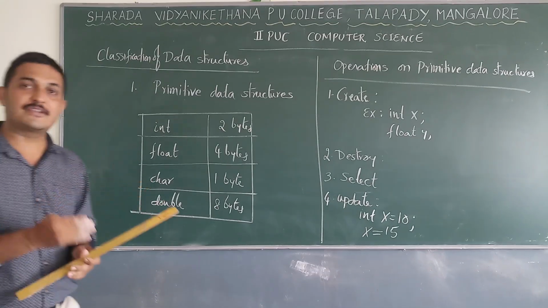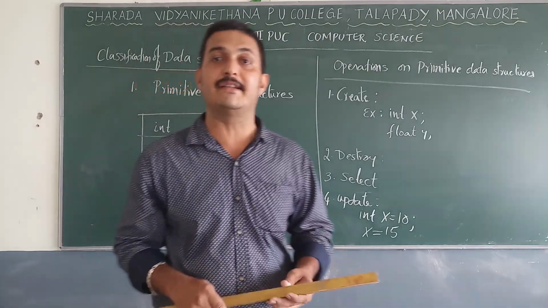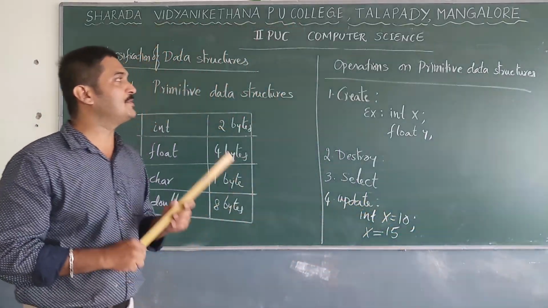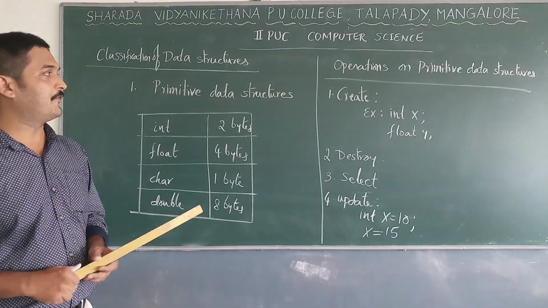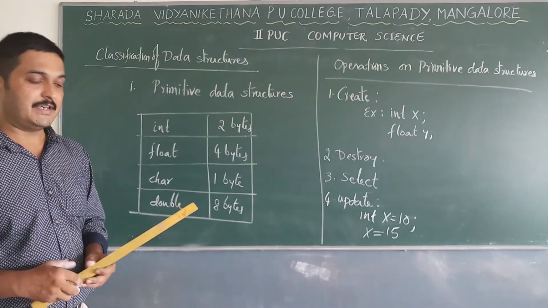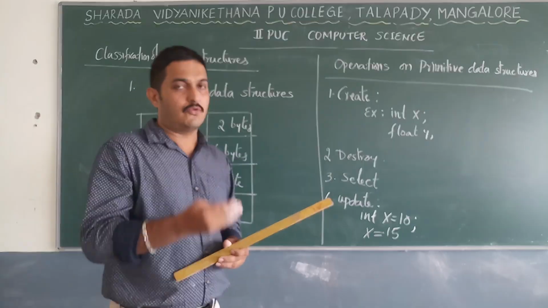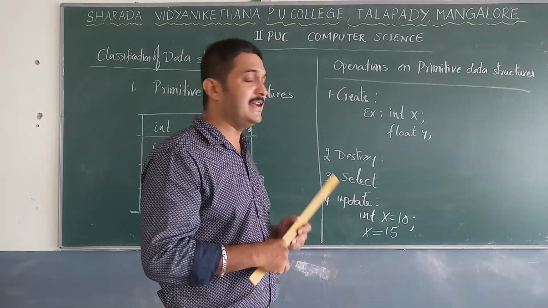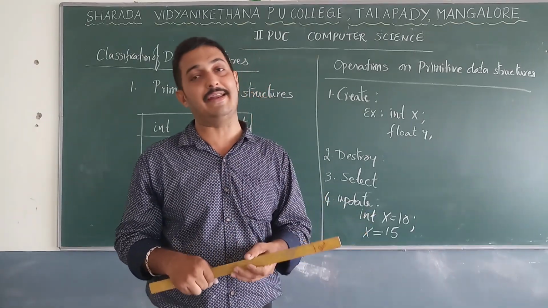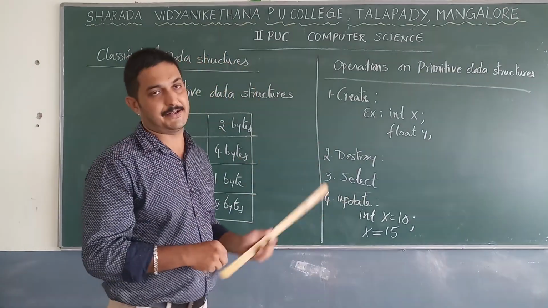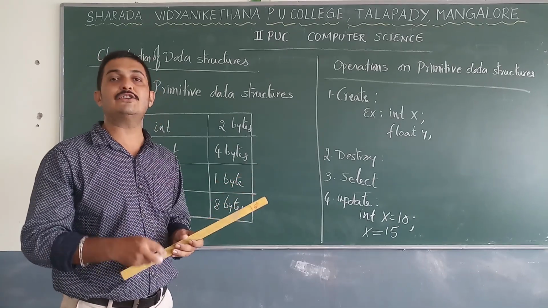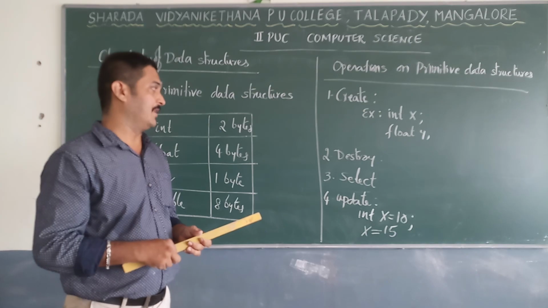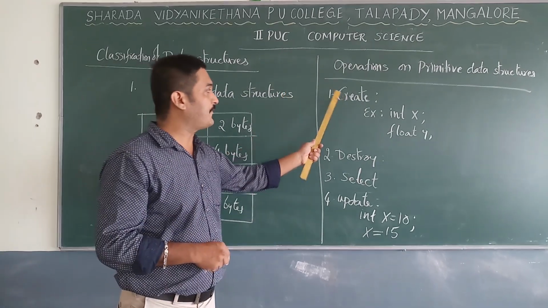So primitive data structures are directly operated by the machine level instructions. So there are some operations possible on primitive data structures. First one is create. Suppose if you want to perform some operations in computer, first we need to allocate some memory space to the variable. Here create is to allocate the memory space to the data or to the variable. And create is the first operation.